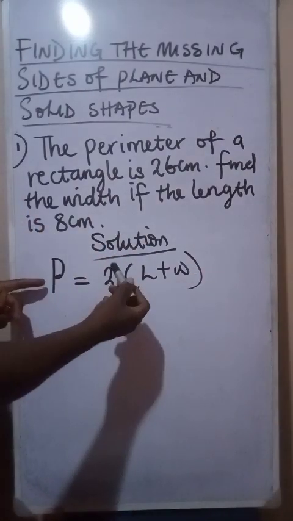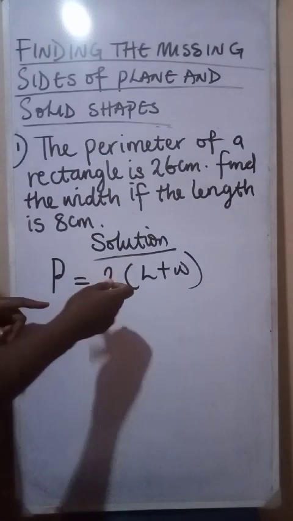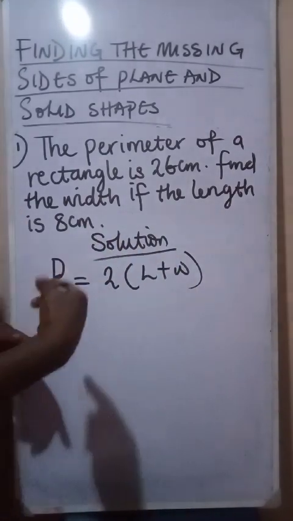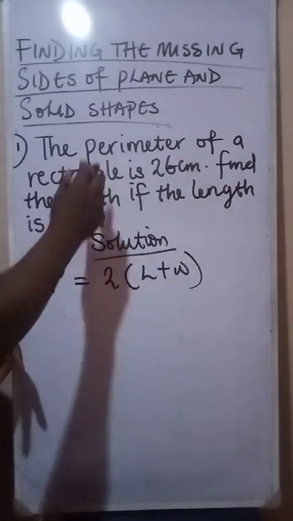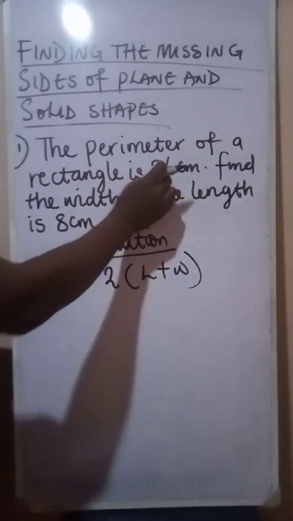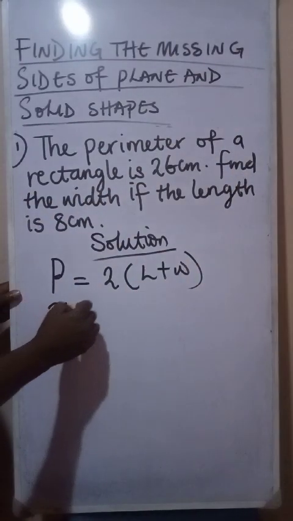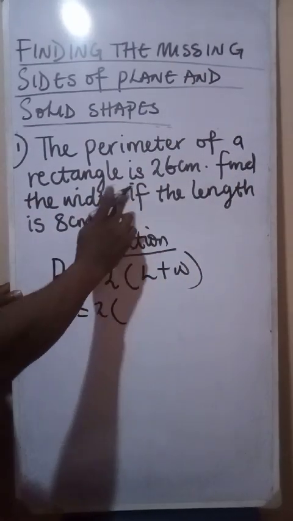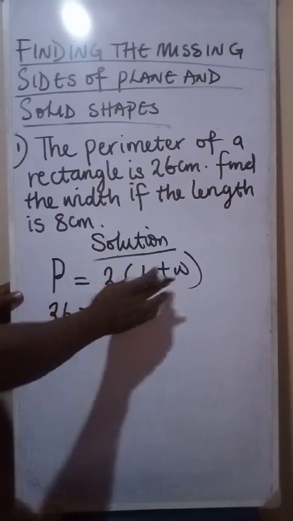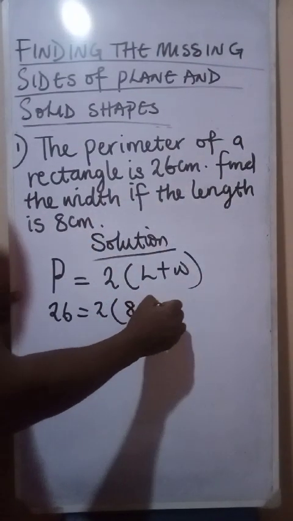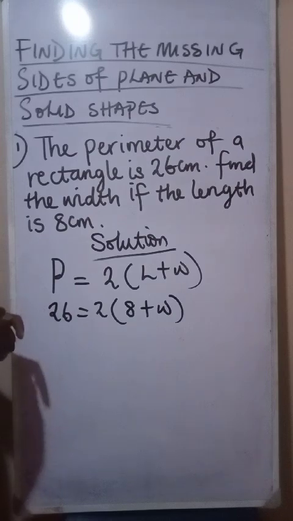The next thing I'm going to do in this class is to start substituting. That means replacing our formula with numbers according to what the question said. 26 is for perimeter. The perimeter of a rectangle is 26. So this is 26, 2 brackets. They said find the width, so I don't have the width. If the length is 8, there is a length 8 plus breadth. Are you seeing it now?